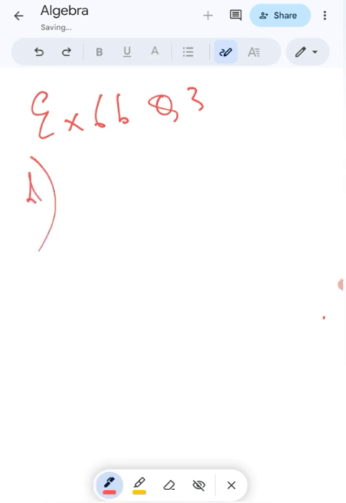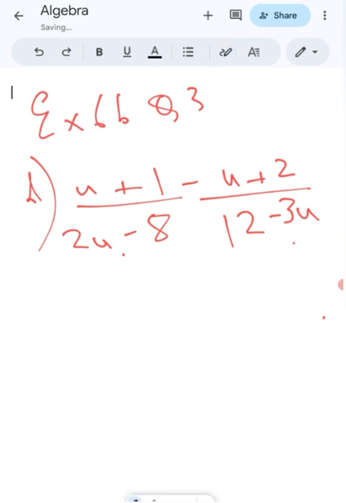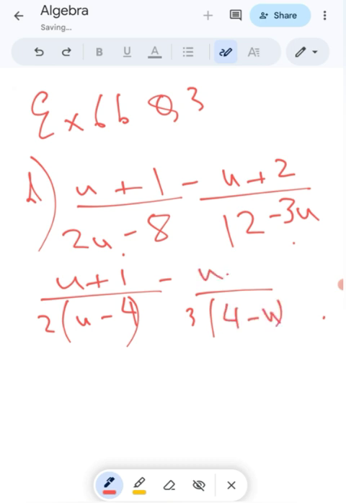Part D, it says that u plus 1 upon 2u minus 8 minus u plus 2 upon 12 minus 3u. Here in this question I will be taking out the common first. So u plus 1 was there. First taking out the common, which becomes 2 into u minus 4, agreed. Minus sign is as it is. Here taking out the common first. 3 into 4 is 12 minus u, and u minus 2 is here in the numerator.